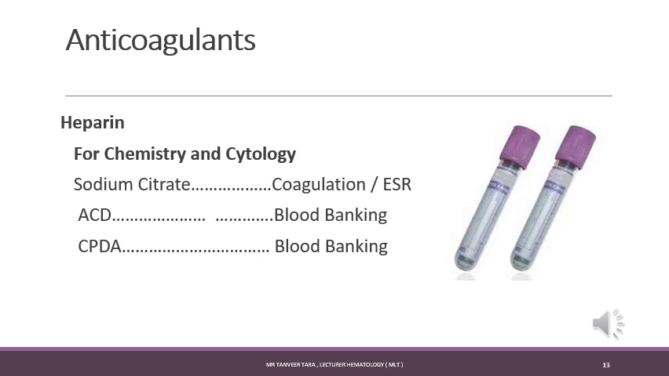We have another type of anticoagulant, known as heparin, which is used for chemistry and cytology as well. And we have an anticoagulant like sodium citrate. Similarly, we have ACD, acid citrate dextrose, that is used in blood banking, and CPD, citrate phosphate dextrose adenine. So these are different types of anticoagulants which are used inside the laboratory or blood bank.